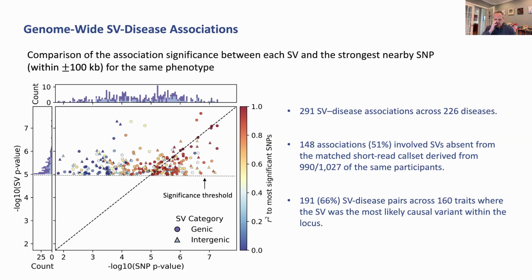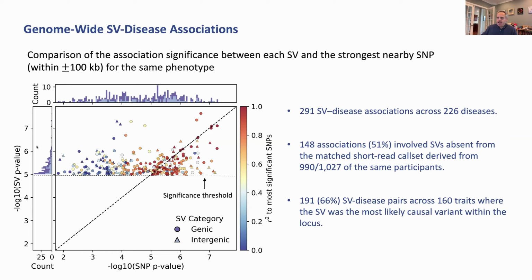We can ask a follow-up question. Okay, yes, we find an association to the structural variant. We can also ask, is there an association between any SNPs that are nearby? Variants don't travel independently. They travel in haplotypes. Structural variants are going to be in the background of many SNPs there. So we can ask the question, when we find that there is an association to a structural variant, what is more significant, the structural variants or the SNPs that are nearby?